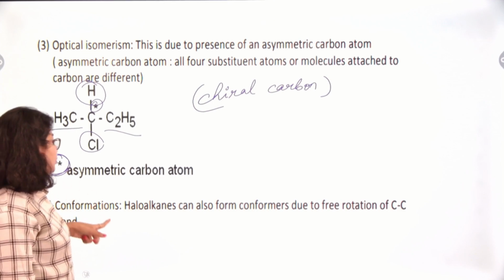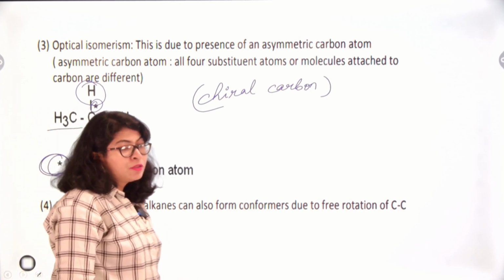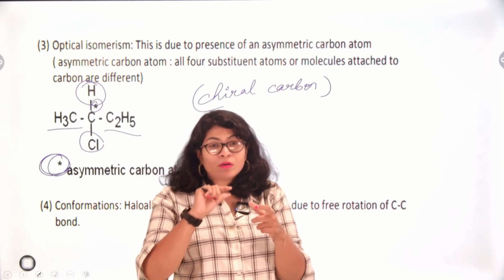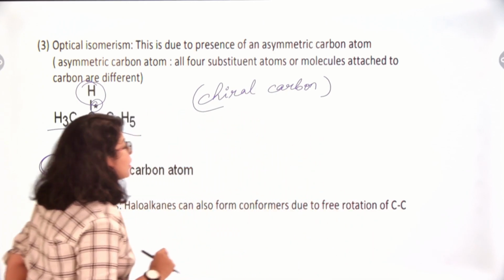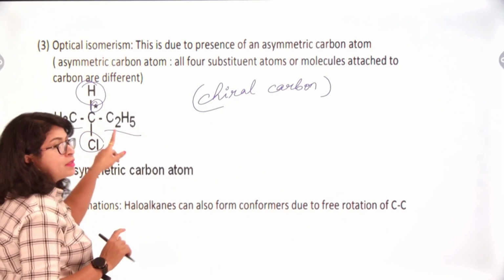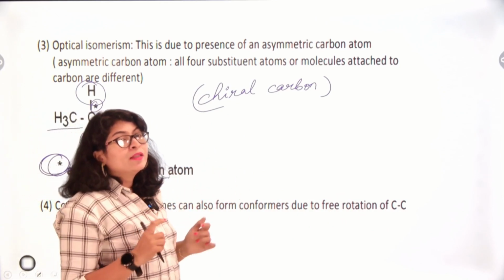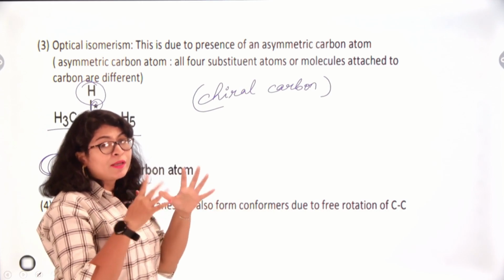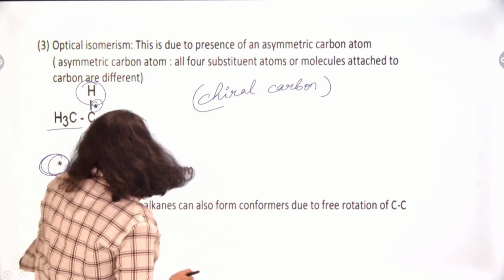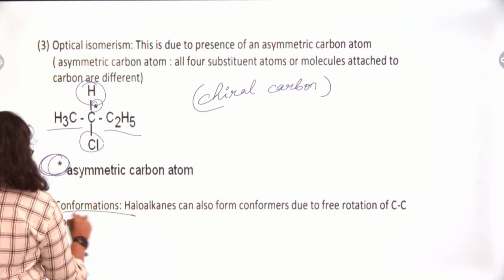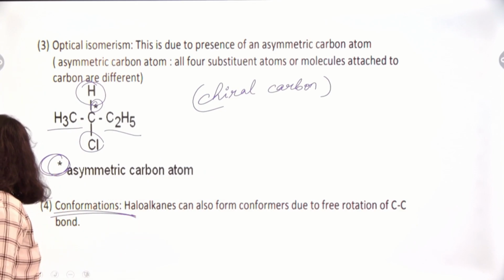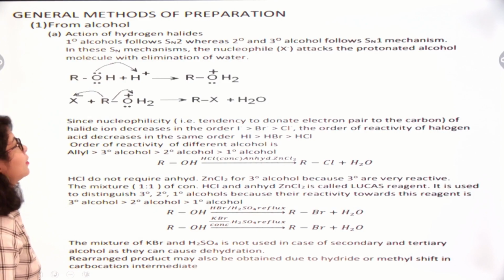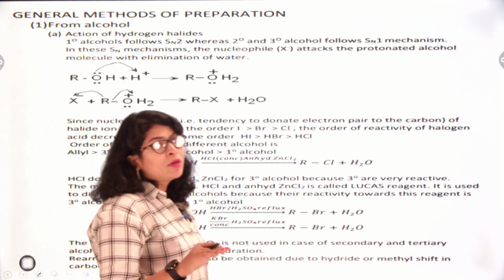Now, conformational isomerism. Conformations means different arrangements due to the rotation of the carbon-carbon sigma bond. So if I rotate the carbon-carbon sigma bond in different directions, then the possible isomers which I get fall under the category of conformational isomerism. So this was some general idea about alkyl halides.